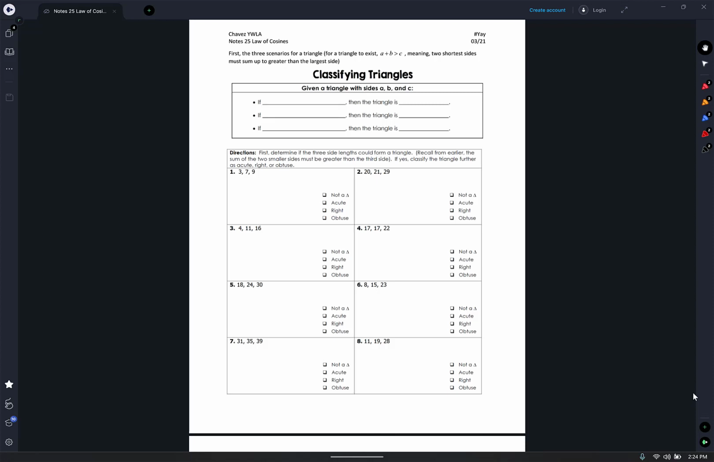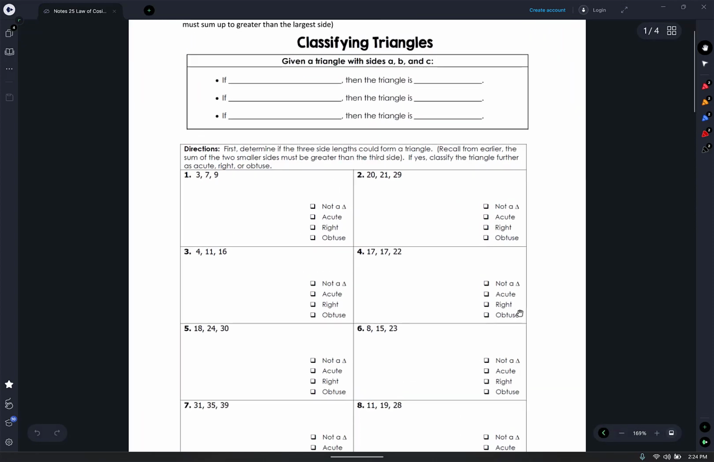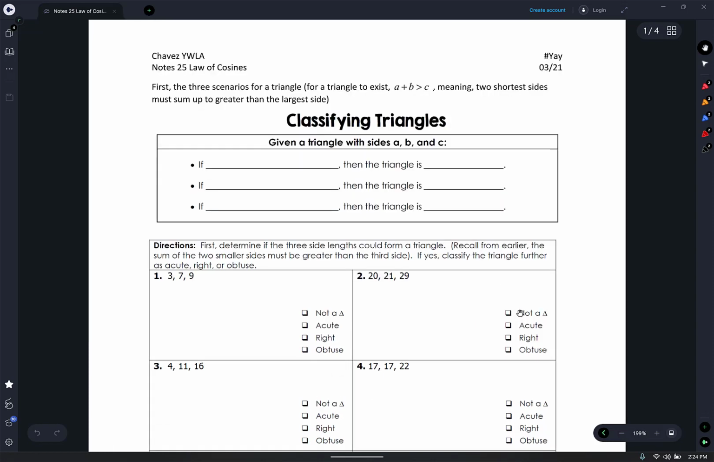I'm not talking about a right triangle, just triangles in general. Remember from your geometry days that in order for a triangle to exist, the two smallest sides must be larger than the largest side when you add them up, when you sum them up. So that's just a general rule. If this does not happen, you do not have a triangle.